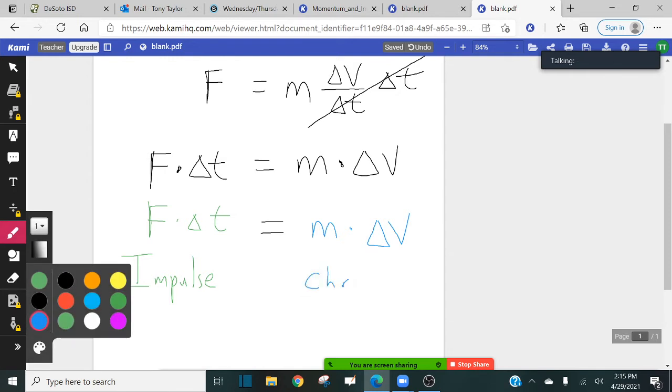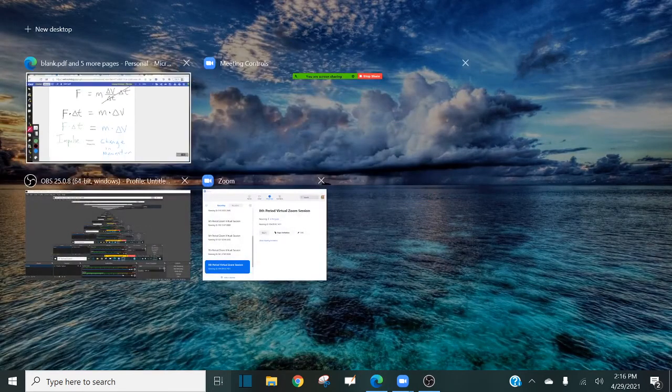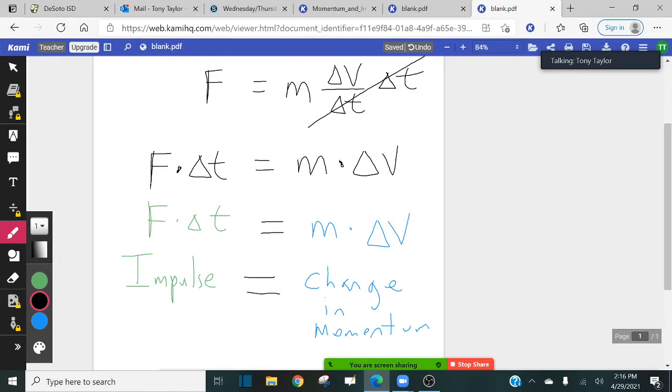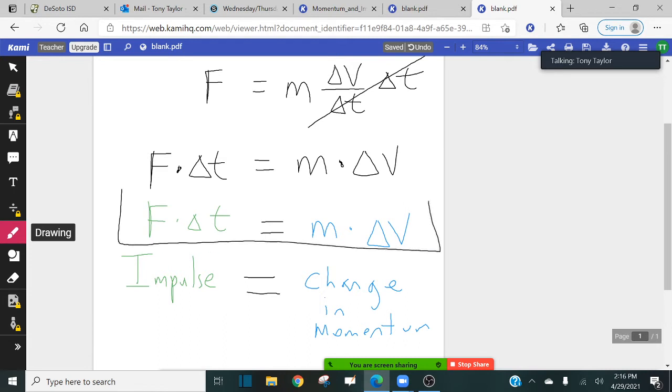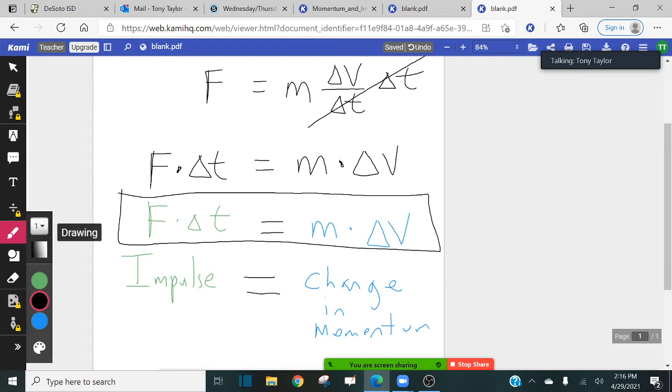I'll write it down. Change in momentum. So guys, this equation right here proves to you all that there's a direct relationship between impulse and momentum. In other words, here's what this equation is saying. This equation is saying anytime you apply an impulse to any object, you will change that object's momentum. That is what this equation means.